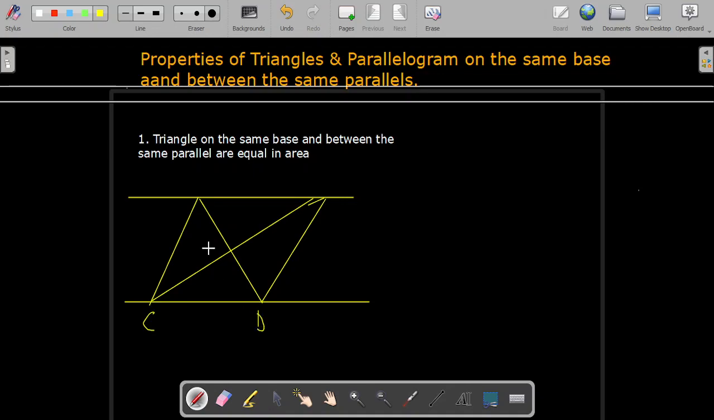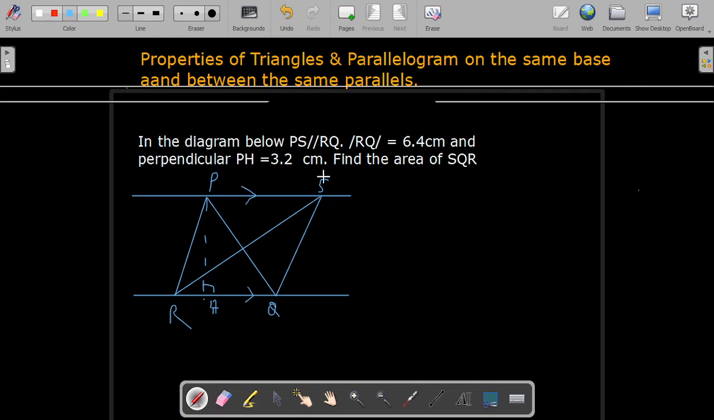Based on the rule here, it states the triangles on the same base and between the same parallels are equal, and we have these parallel lines here, which implies that the triangles are equal in area. The area of triangle ACD is equal to the area of triangle BCD. So we have the height E here. So that is it. Now let's take a question on this.